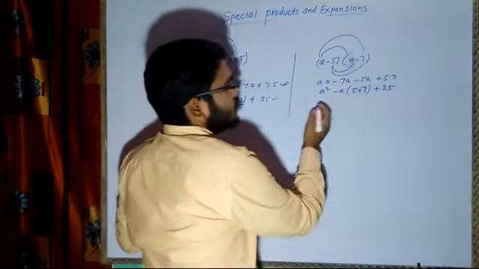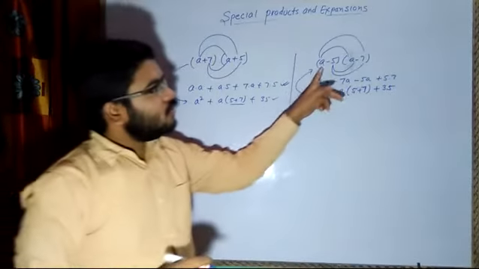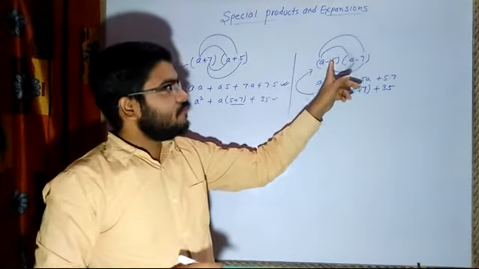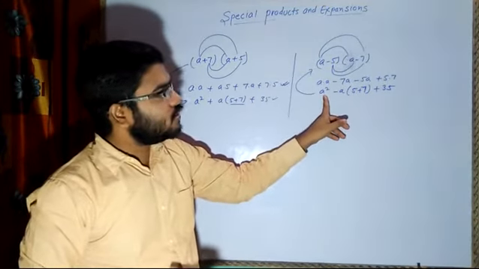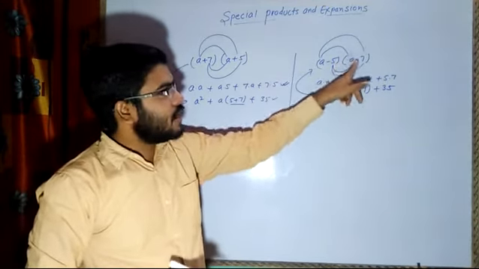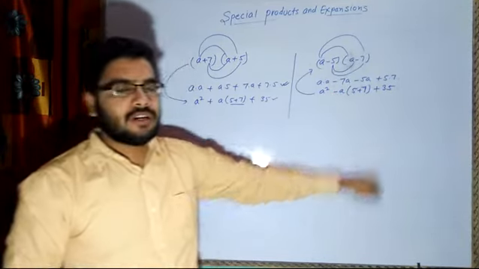So the special product says that if you don't know how to multiply this, or if it takes time, then if you remember the formula, you can directly go for a square. If it is minus minus, then you put minus here, and 5 plus 7, into plus 35.